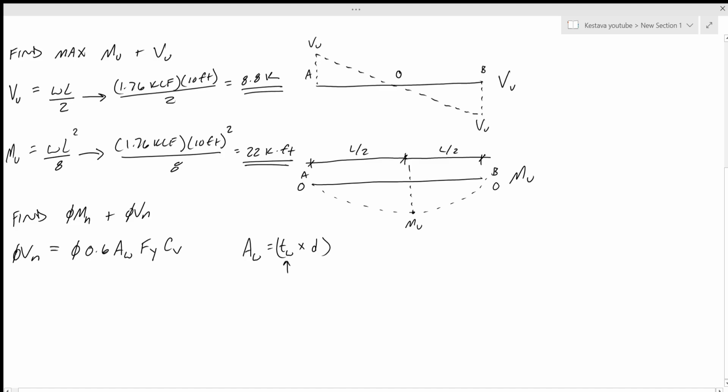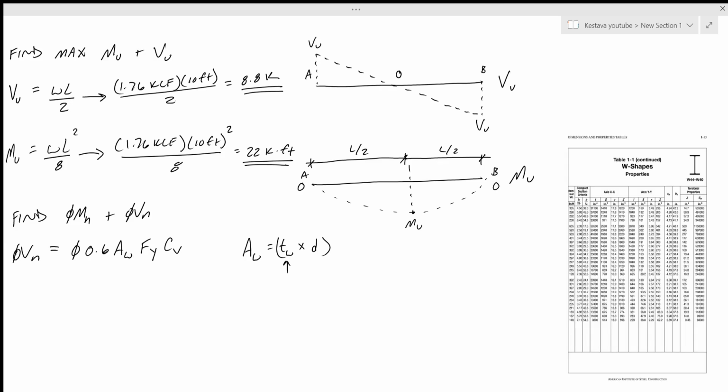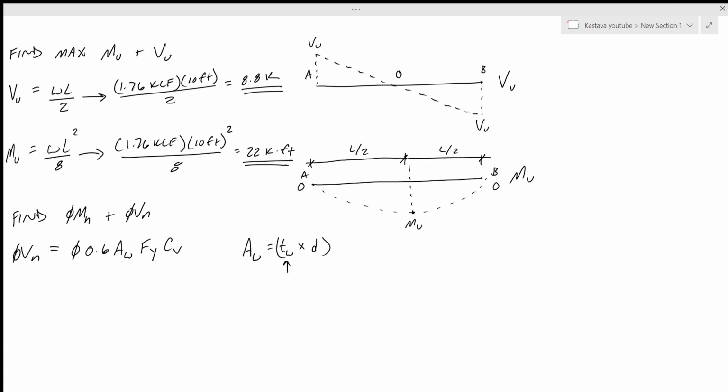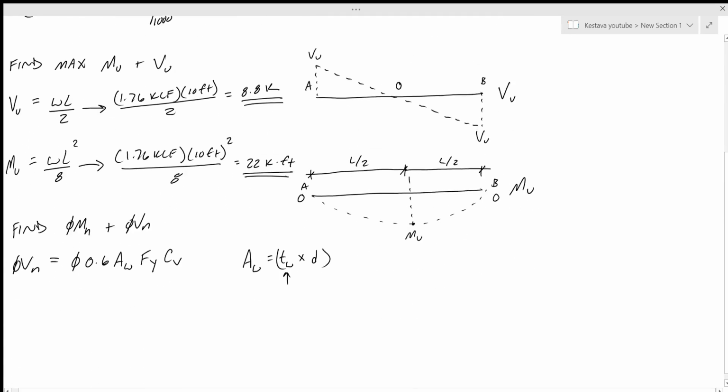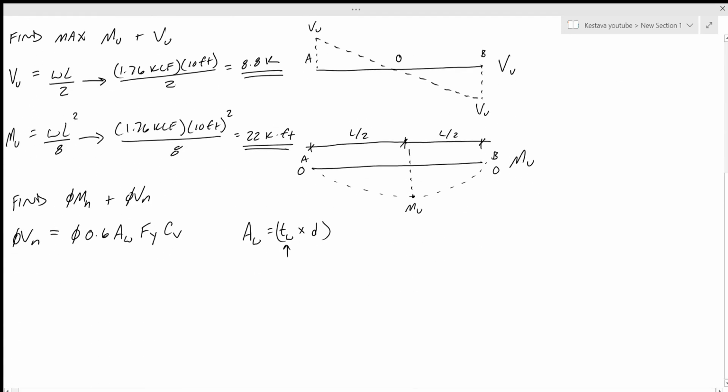Thickness of the web, excuse me, tw, if you go to Table 1-1 in your steel design manual, that's at the very front, it gives you all the properties. And if we go back to the top, we have a W10 by 12. So the thickness of the web is 0.19 inches, and our d is 9.87 inches. So the area of the web is those multiplied together, which equals 1.875 inches squared.